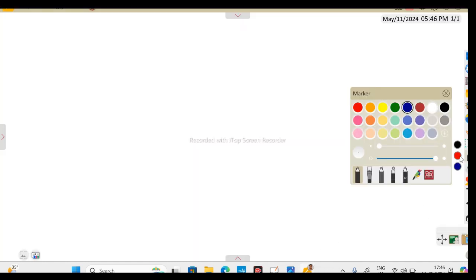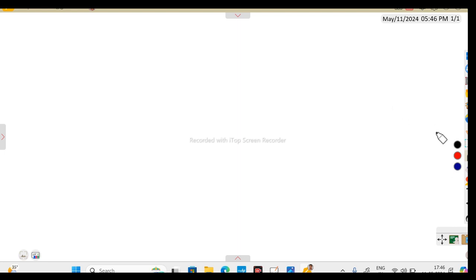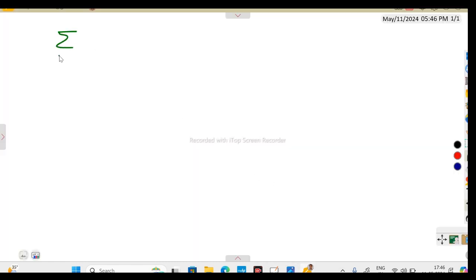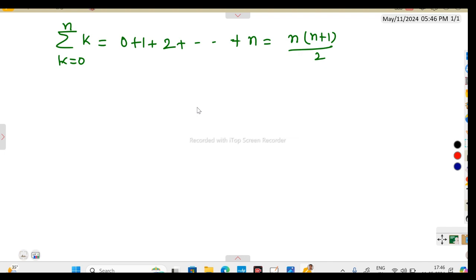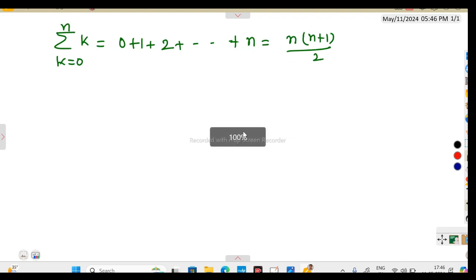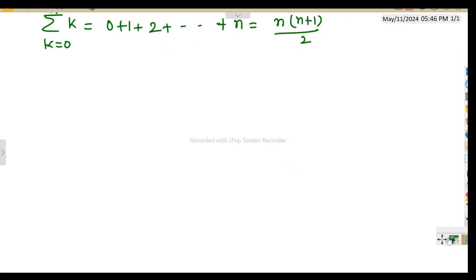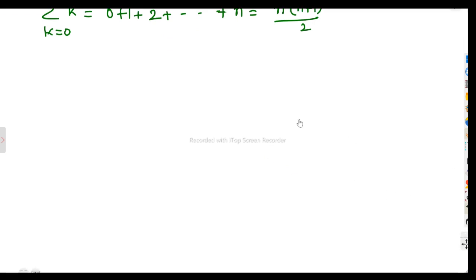So first of all, we calculate all the entries of the given matrix. We know that the summation of k from k equals 0 to n can be written as 0 plus 1 plus 2 plus up to n, and this is equal to n into n plus 1 over 2. This is the sum of the first n natural numbers, and this is a known formula for us.